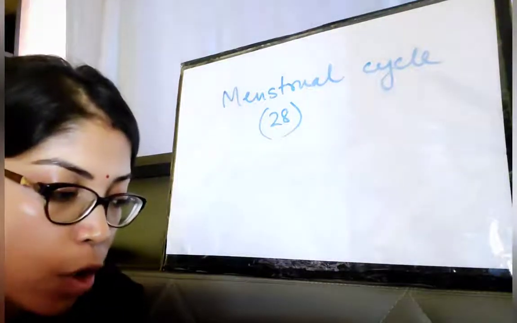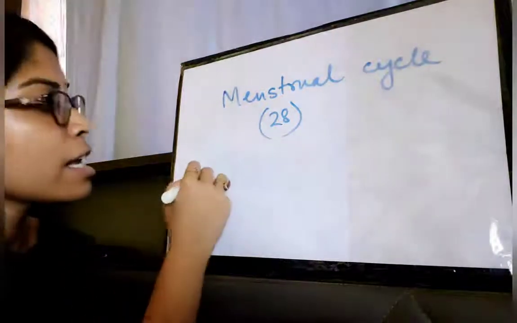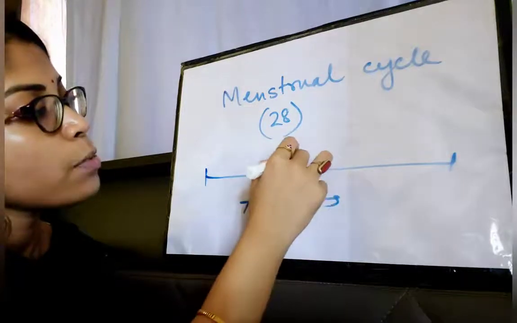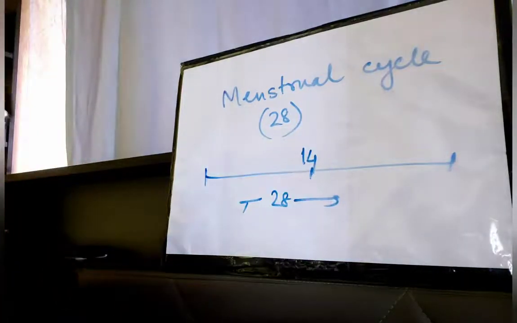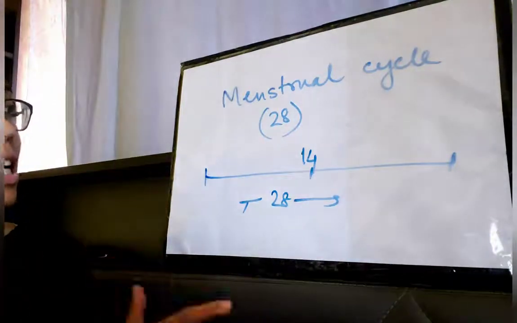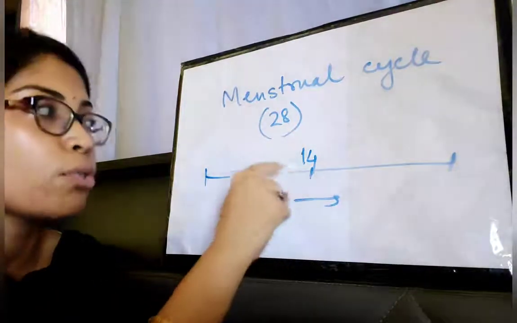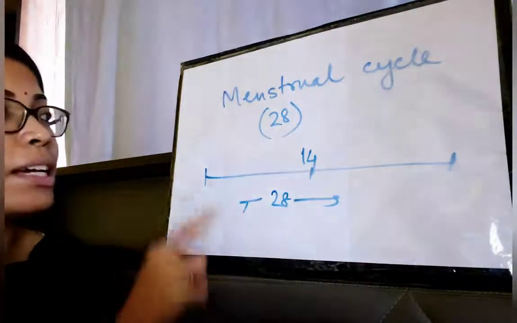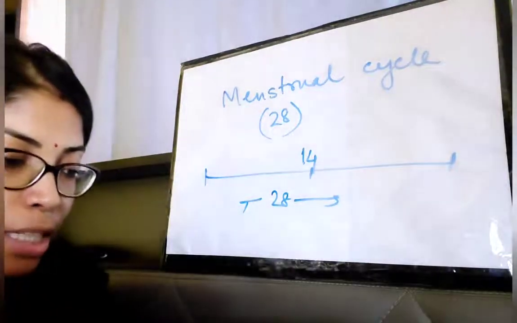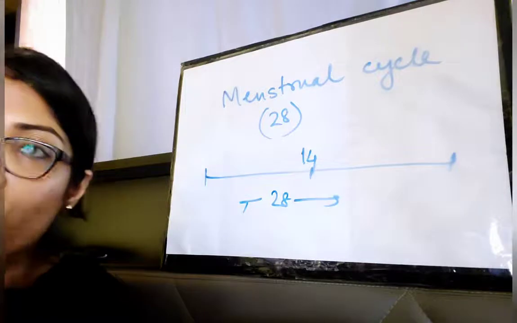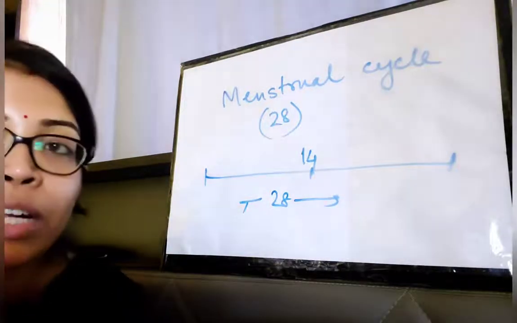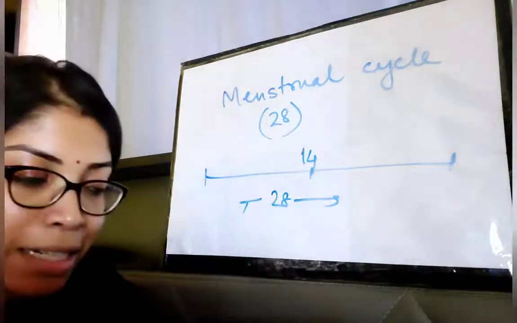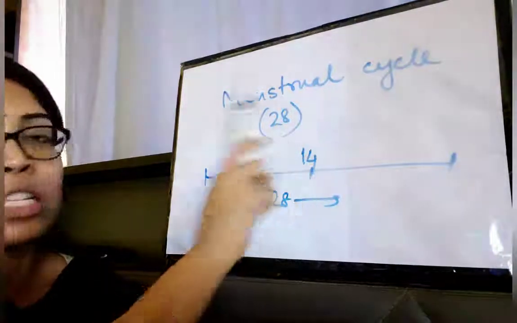Ovulation generally occurs on the 14th day of the cycle. So basically, suppose this is the 28-day long cycle. This is the midpoint, which is 14. Right at the middle of the 28-day long reproductive cycle, which is the 14th day. So on the 14th day, ovulation occurs. Now, what is ovulation? I said already, the release of the matured egg from the ovary. So that happens on the 14th day of the 28-day long reproductive cycle, which is known as menstrual cycle.